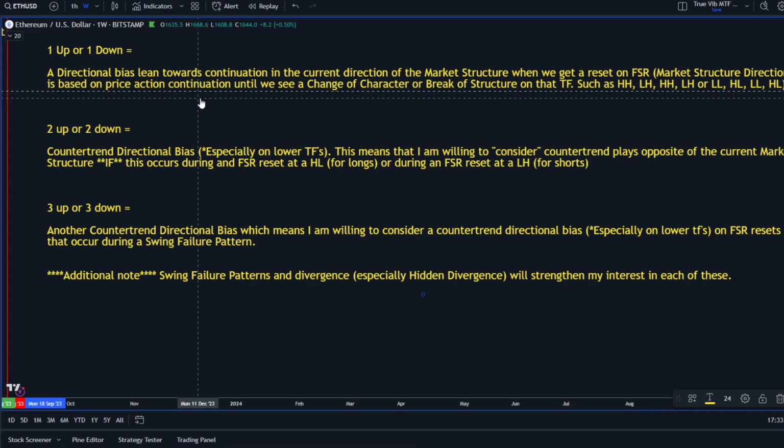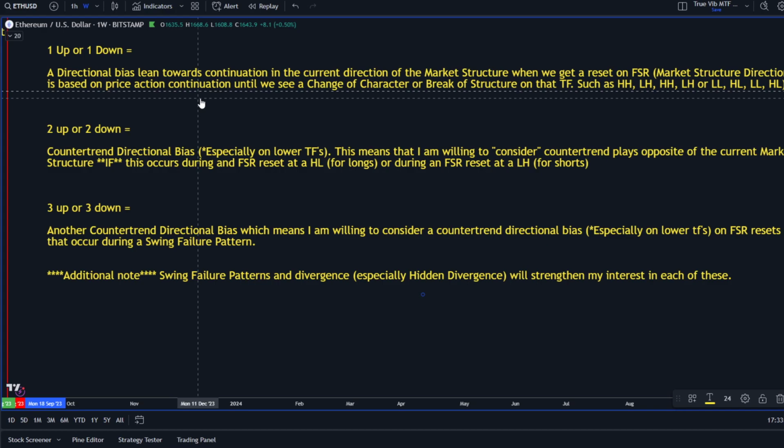But I will show you this about halfway through the video, and you'll have a better understanding of it. Let me get a sip of water. All right, thanks for the patience. So you'll understand it better when I show it on the chart, of course, but I just want you to understand. Counter trend directional bias, especially on lower time frames, right?